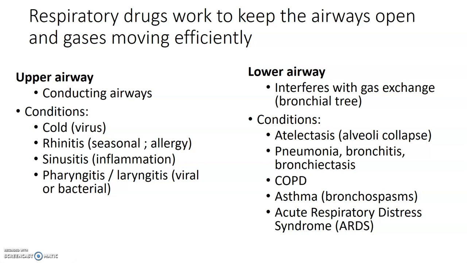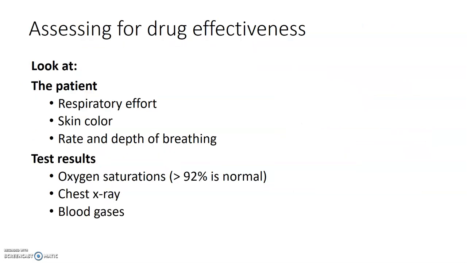In the upper airway, conditions that can impact how the airways and gases move include colds, rhinitis, sinusitis, pharyngitis, and laryngitis. And in the lower airway, conditions that interfere with gas exchange include atelectasis, pneumonia, bronchitis, bronchiectasis, COPD, asthma, and acute respiratory distress syndrome. How do we know that these drugs are effective when our patients take them?